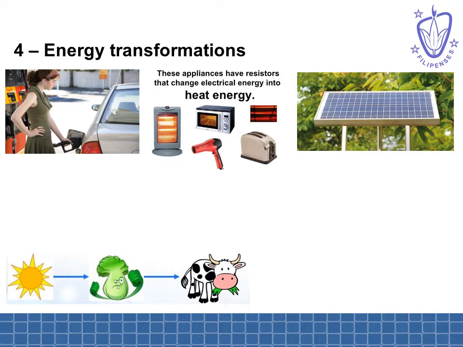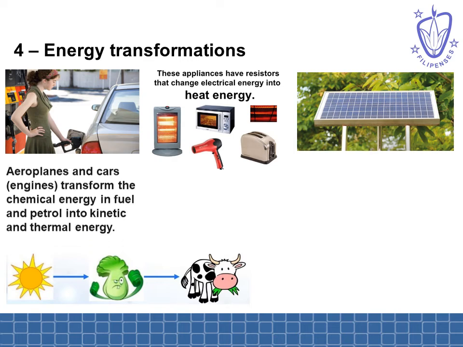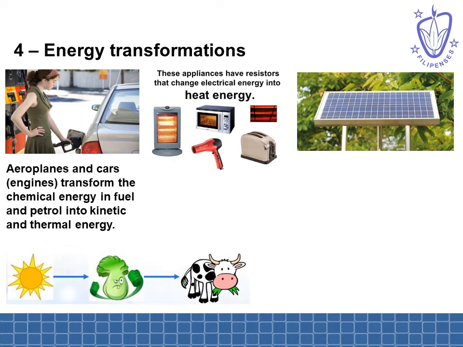In here you can see some of the transformations that we have discussed in class. The first picture, you see that lady that is filling up the tank of her car, and so the car has an engine. Los coches, los aviones tienen motores que transforman la energía química que está almacenada en los combustibles, como por ejemplo la gasolina, la transforma en energía cinética y energía térmica. So those fuels are burned inside the engines to produce different types of energy.